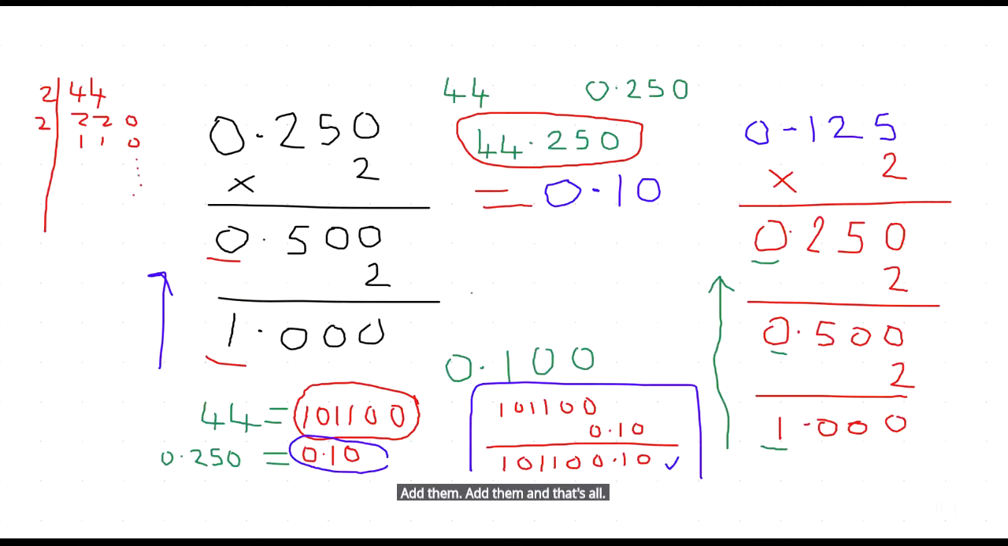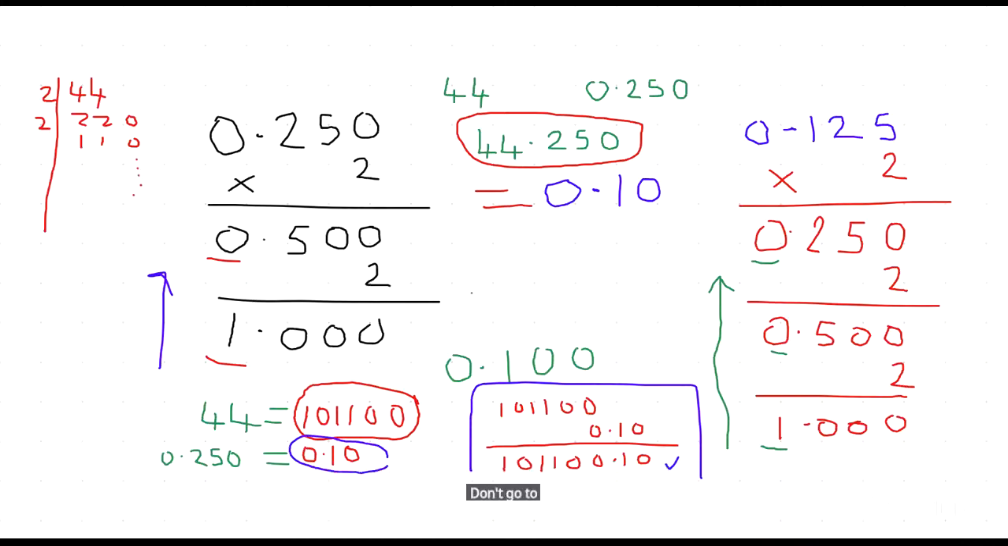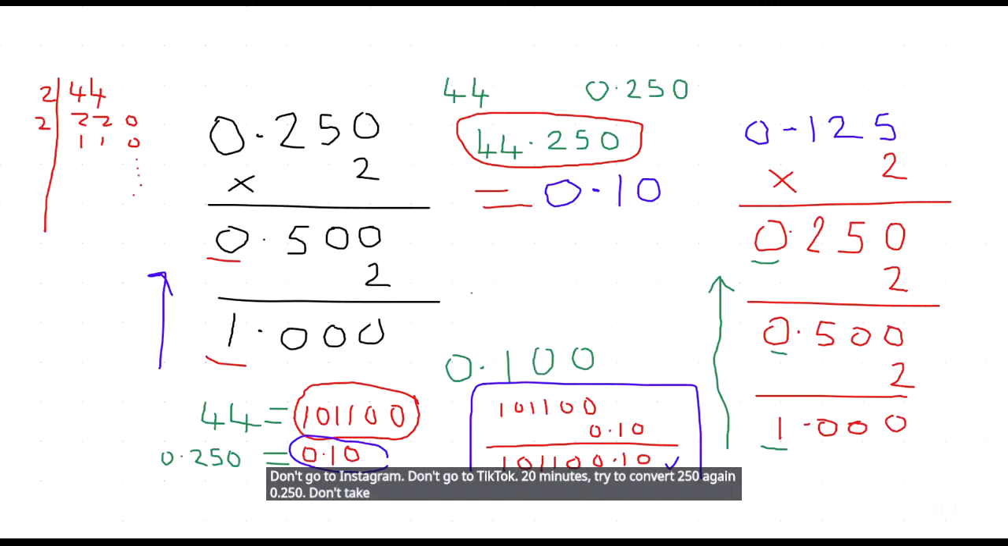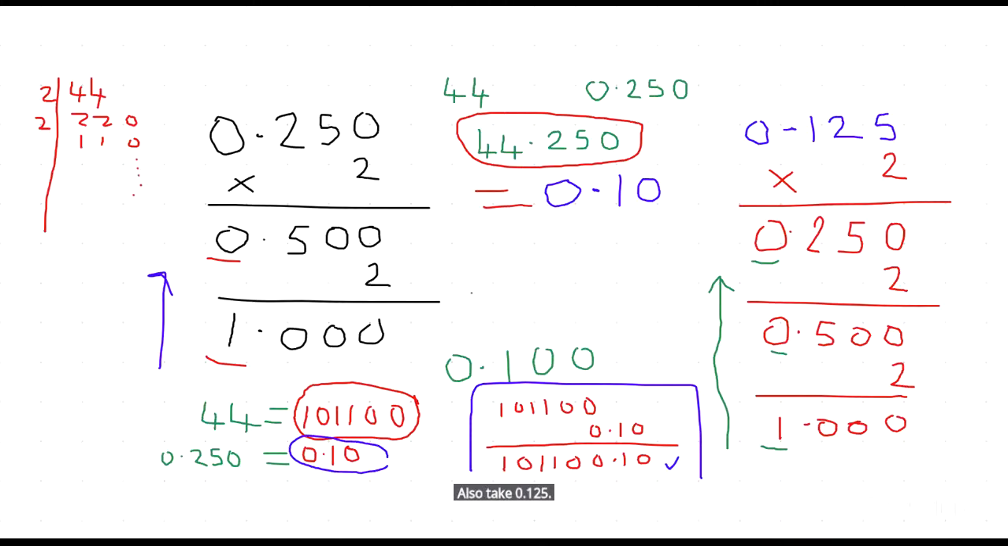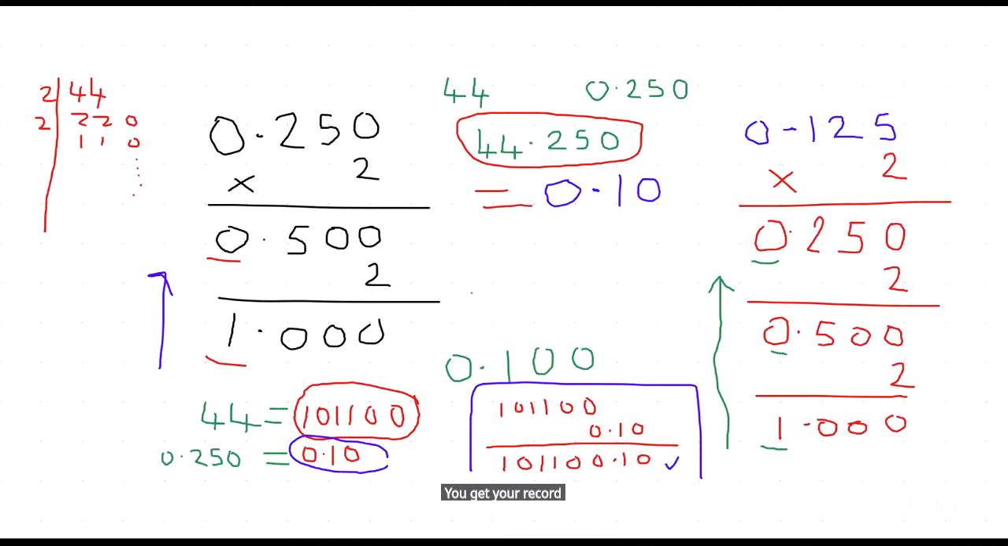But you can practice it. I like that you're asking questions, you're trying to find out. That means you can practice it after this lecture. Don't go to Instagram. Don't go to TikTok. 20 minutes, try to convert 0.250 again. Don't take another number. Take exactly the number we did. Also take 0.125, also the very first example, 44. Try them and see whether you will get what you are seeing on the screen. Check and test whether what you did was what you get. All right, thank you.